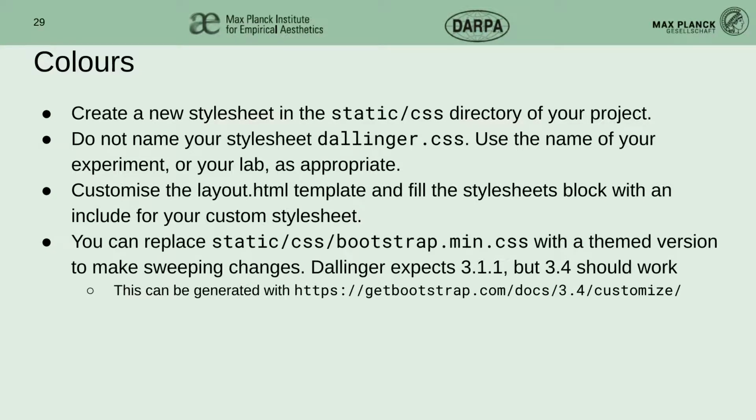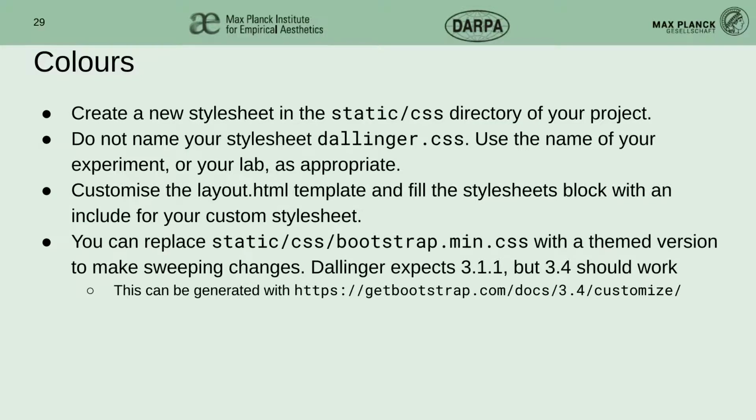The caveat there is don't call it Dallinger.css, because there is a built-in Dallinger CSS that just aligns a few things. There's maybe 10 CSS rules in there, but if you override that and you don't put those special Dallinger-specific rules in, you might have some things that look a bit wonky. So call it experiment CSS or the name of your lab CSS, whatever's relevant there.